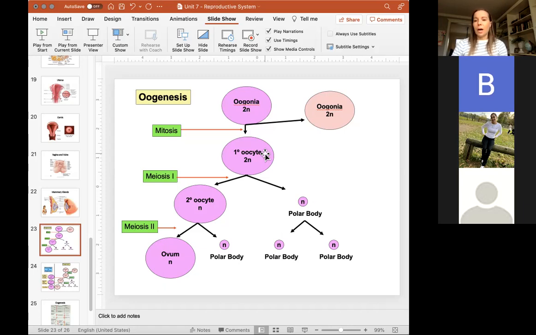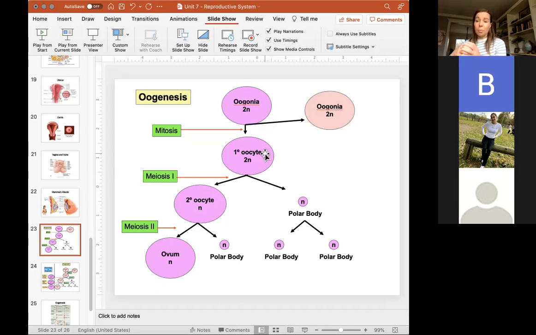So now nothing really changes from birth until puberty, but at puberty, you have the release of hormones, which initiates this process of oogenesis to continue. The primordial follicles will grow and develop into primary follicles. So the oocyte stays the same, but the cells around it get bigger. Eventually, they turn into secondary follicles and then Graafian follicles.